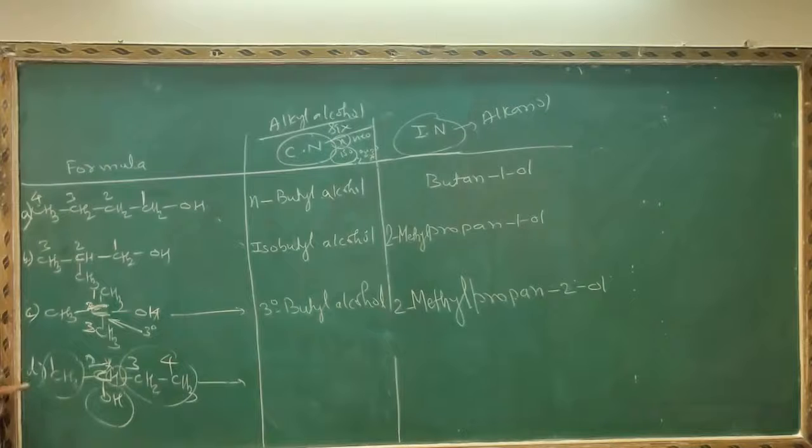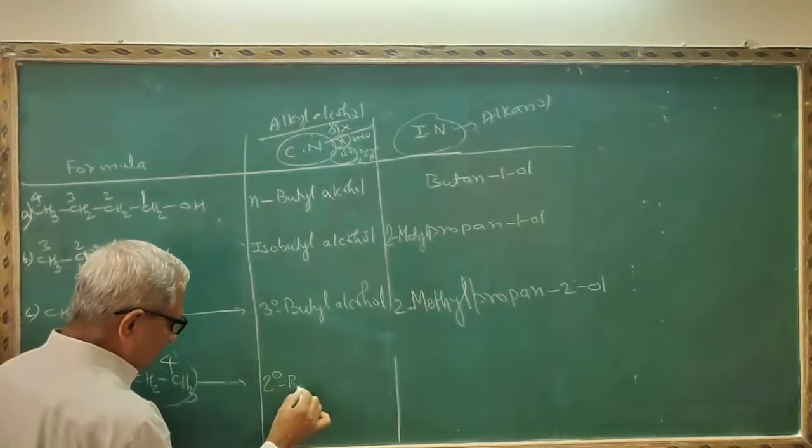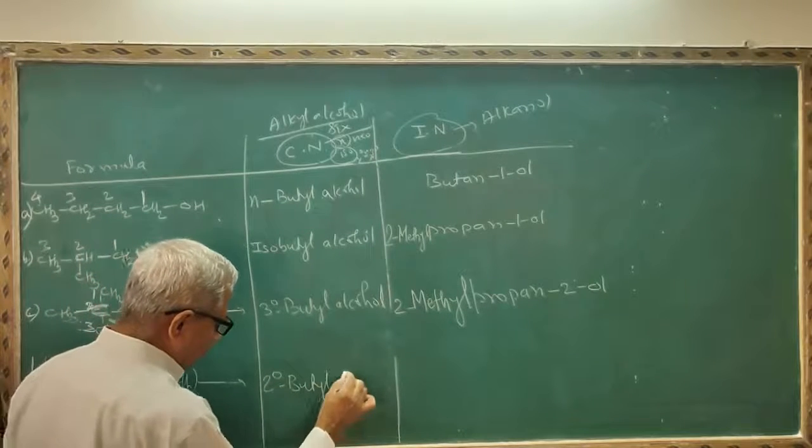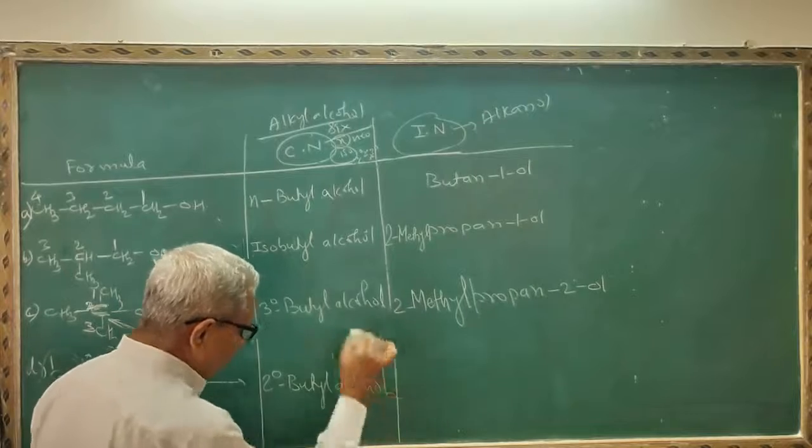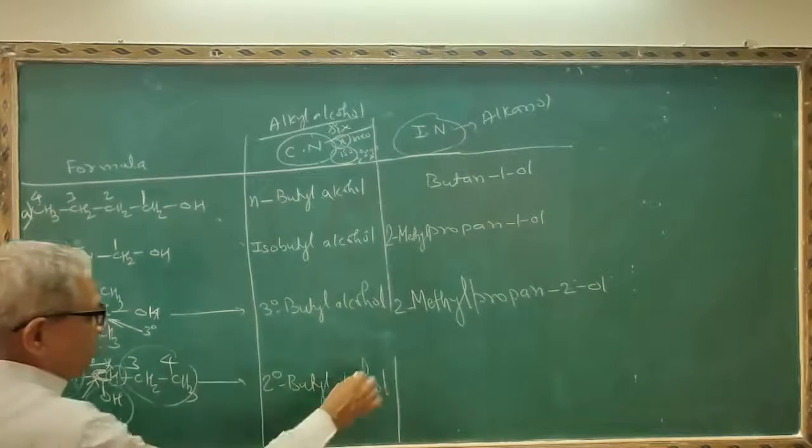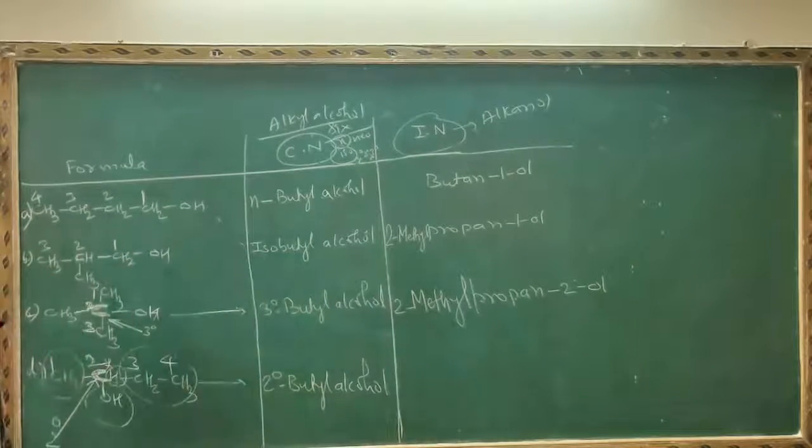Now see the fourth example. What is the type of this carbon atom? The type of this carbon atom is secondary because it is attached to the 2 other carbon atoms. Therefore, the name will become secondary butyl alcohol. Secondary butyl alcohol. Now, what is the IUPAC name?